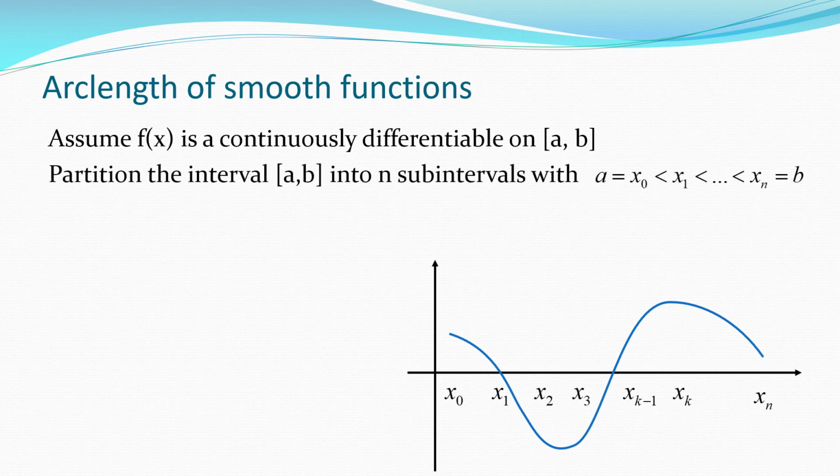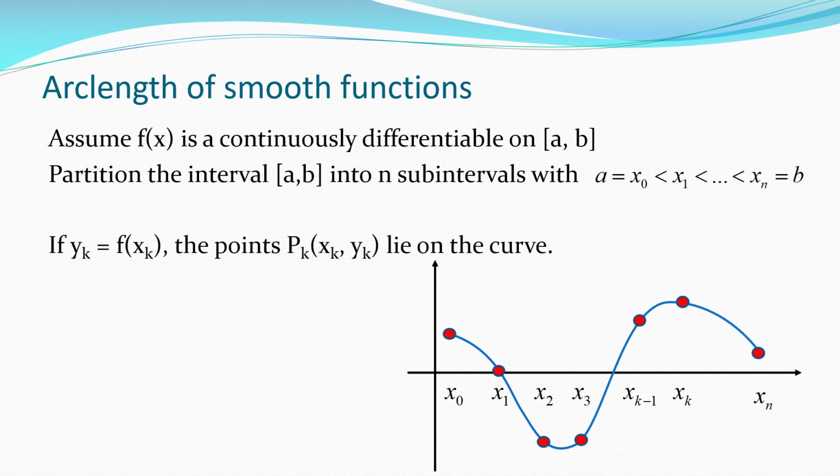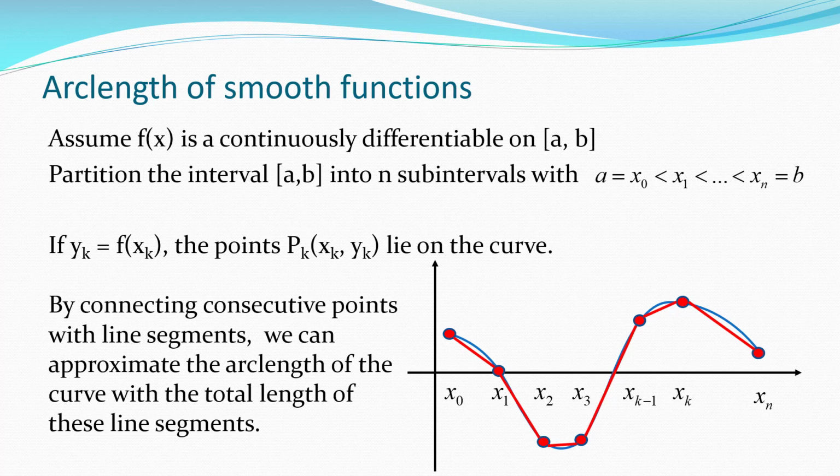Go ahead and take the interval from a to b and subdivide it into n subintervals, going from x sub 0, x sub 1, up to x sub n, where x sub 0 is a and x sub n is b. At each of these x values, define the corresponding y value, and that will give you at least n plus 1 points on this curve. For those points, I just want you to connect consecutive points. That would generate a polygonal line. The length of that polygonal line would then be about equal to the arc length.